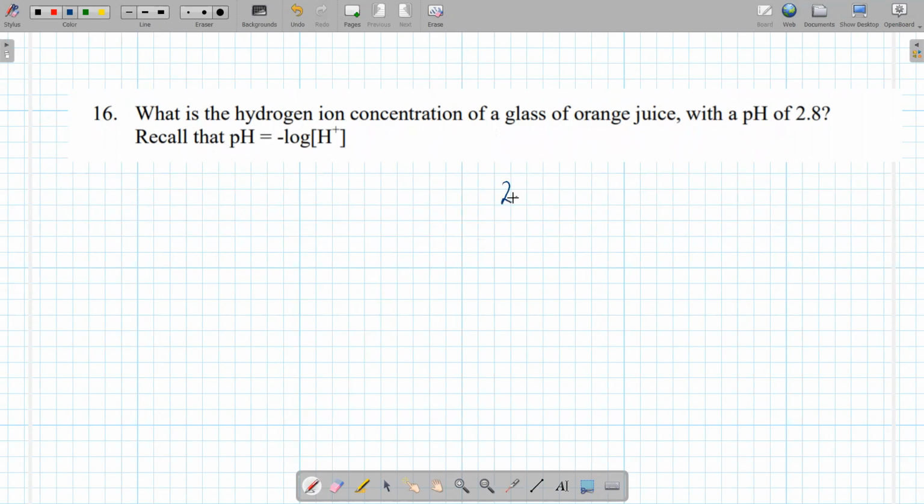So we have a pH of 2.8, and they want us to find the hydronium ion concentration or the hydrogen ion concentration.